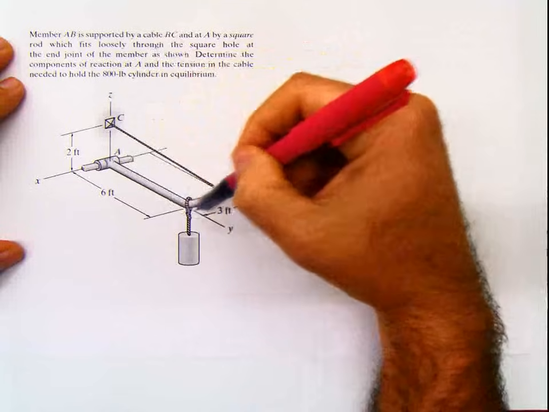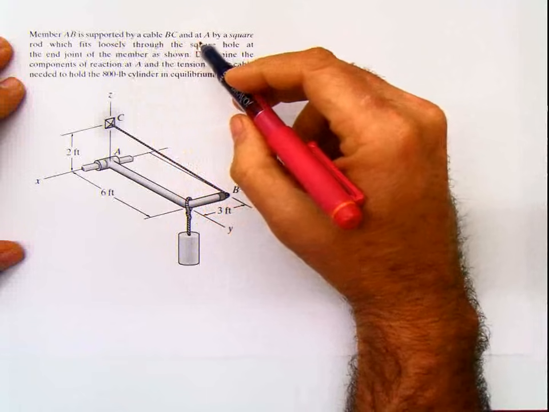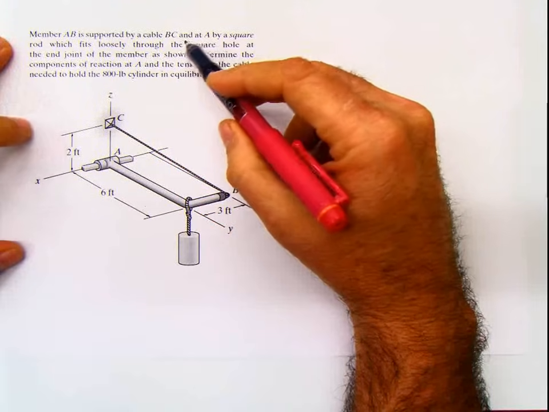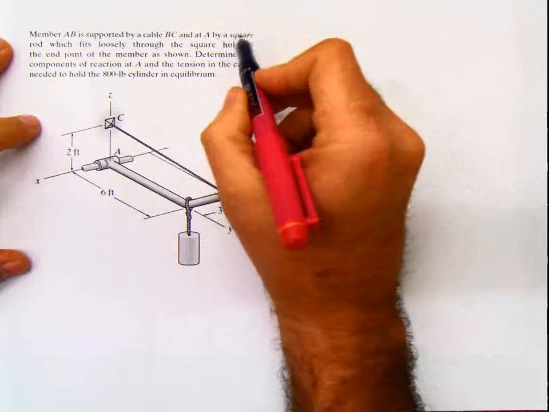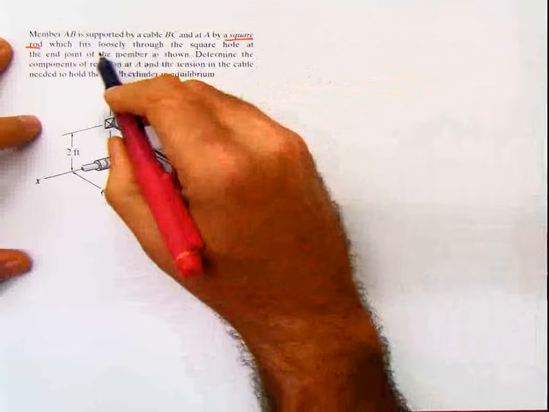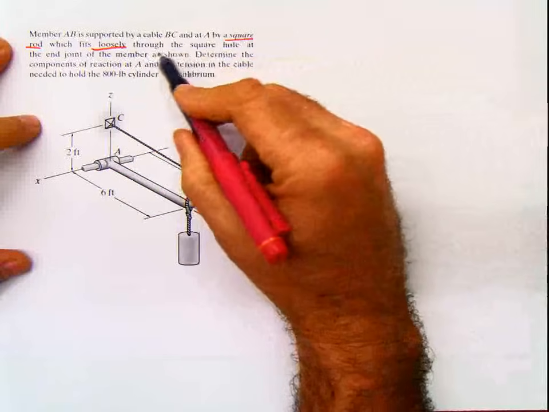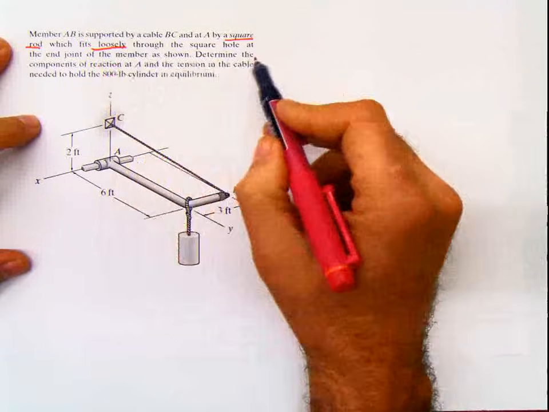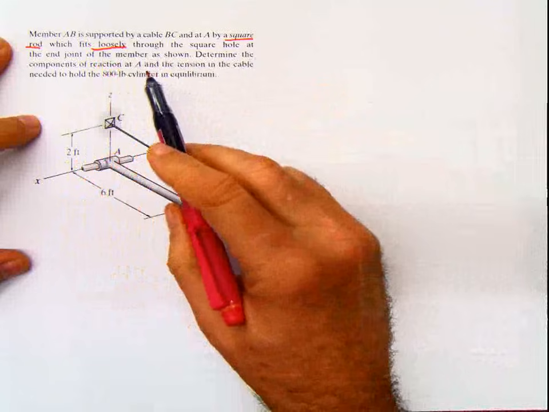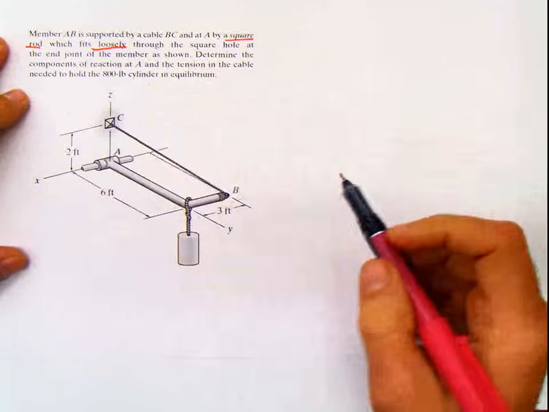So we have this member here, AB, and it's supported by a cable BC. And at A, this point, by the square rod, that's important, which fits loosely, that's also important, through the square hole at the end joint of the member as shown. Determine the components of reaction at A and the tension in the cable needed to hold a 100-pound cylinder.